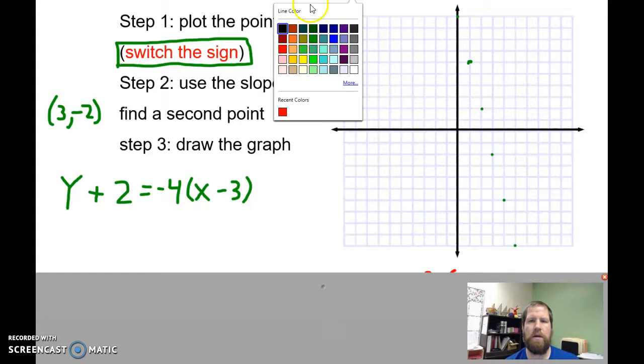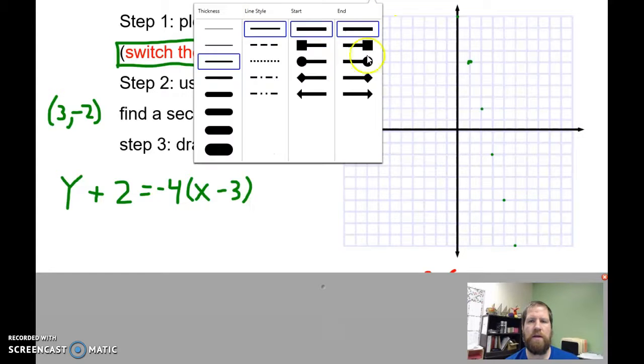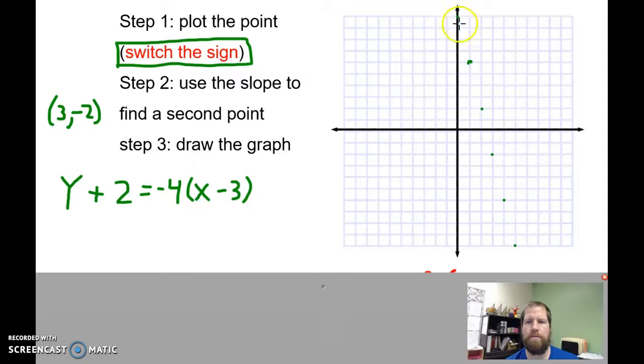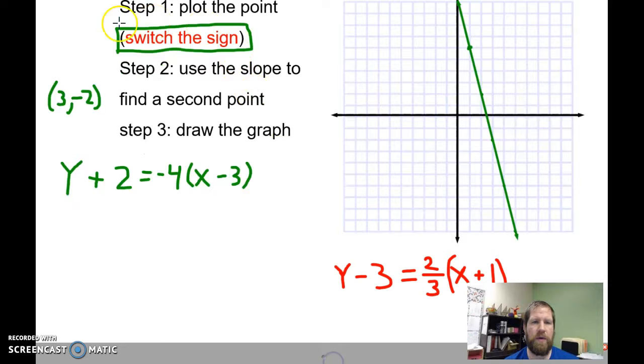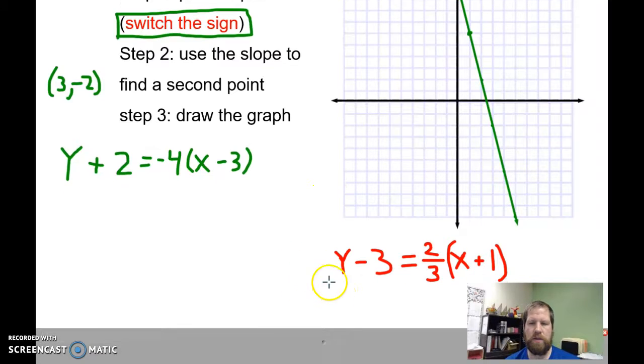Okay, and let's go ahead and plot that in there. Up here, down to there. Okay, so very similar to slope-intercept form for when you're plotting it. Okay, the biggest difference again is switching those signs when you're changing it to get your initial point. Okay, let's do this one as well.